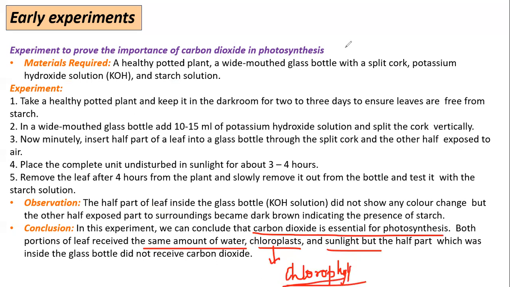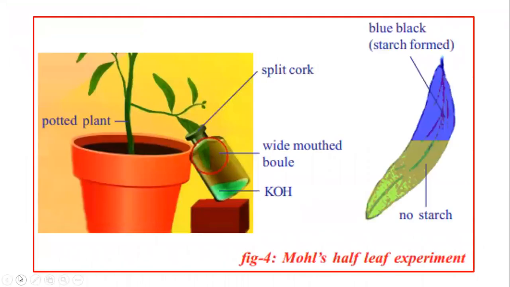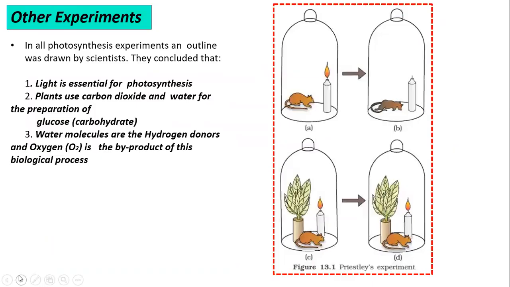So the necessary amount of water will be needed, chlorophyll must be needed, and sunlight must also be needed, along with carbon dioxide in the same amount, for a plant to undergo photosynthesis. Clear? So this is Moll's half-leaf experiment. Next, we are going to step into a few small experiments. Okay, let's have a quick idea.